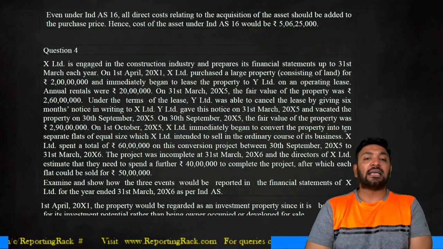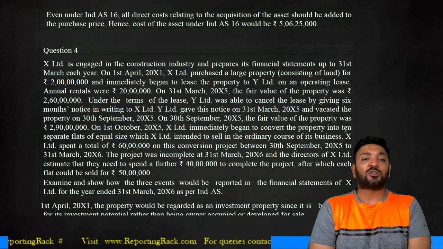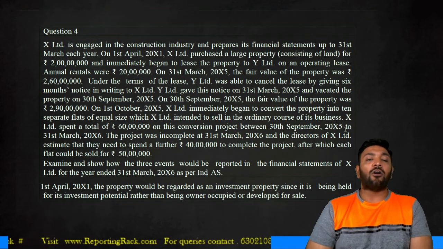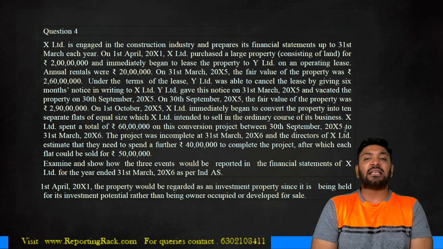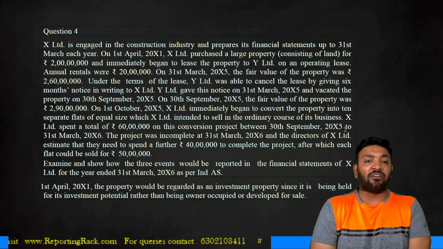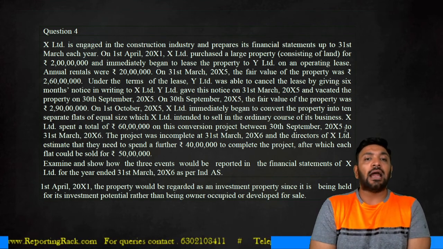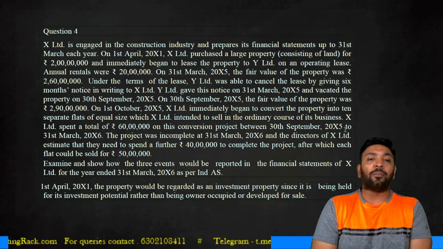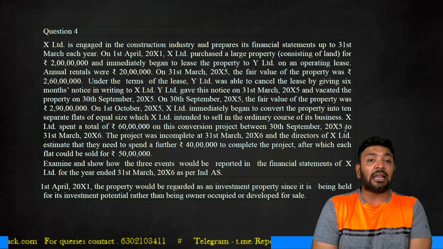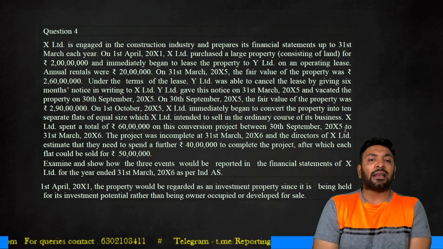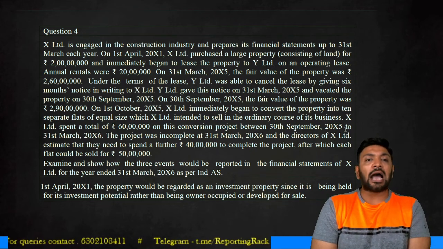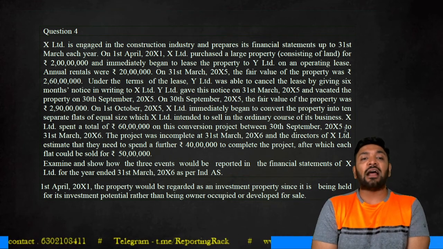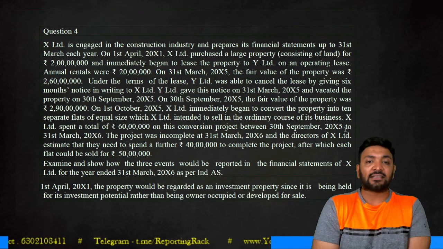X is engaged in the construction industry and prepares its financial statements up to 31st March each year. On 1st April, X purchased a large property consisting of land for 2 crores and immediately began to lease the property to Y Limited on operating lease. That means it is an investment property. Annual rents were 20 lakhs. As on 31st March 2015, the fair value of the property was 2 crores 60 lakhs.